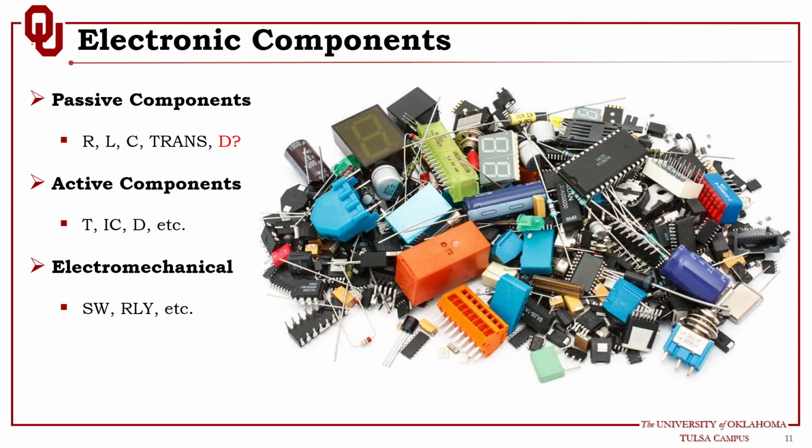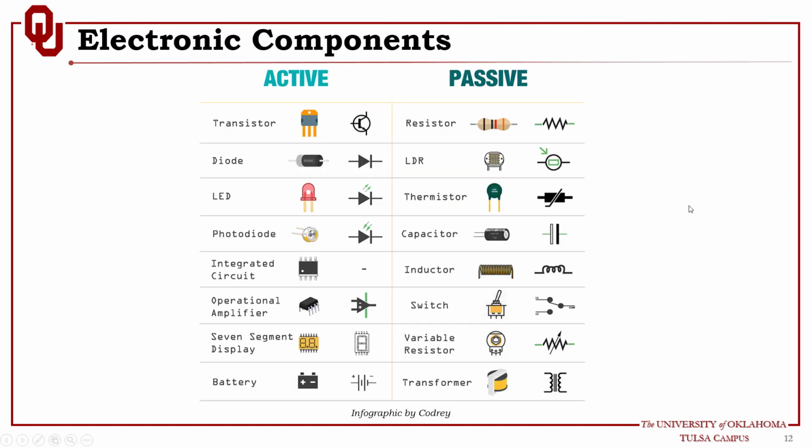Now there is a nice graphic by Cordry. I have it here, so this is just an example. You have the passive component, the electrical symbol, and the physical footprint of the component. We have resistors. These are linear resistors, following Ohm's law. We have the LDR, which is a non-linear resistor, but still a passive component. We have the thermistor. These can be negative temperature coefficient or positive temperature coefficient resistors, and also they are non-linear.